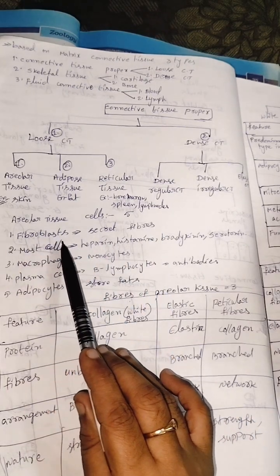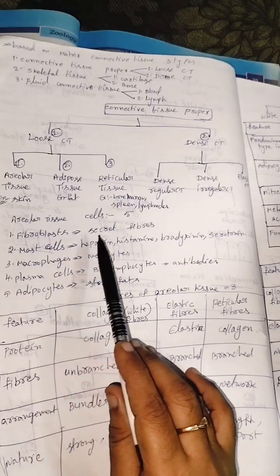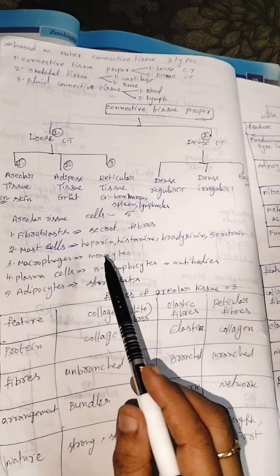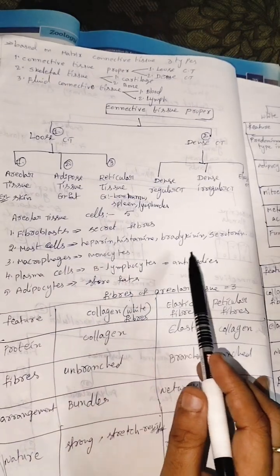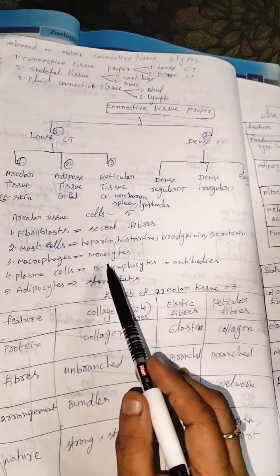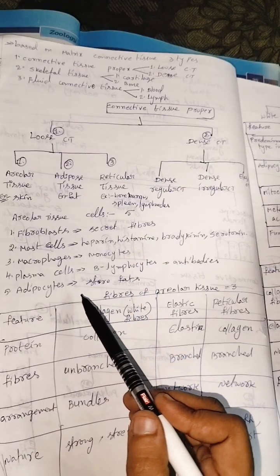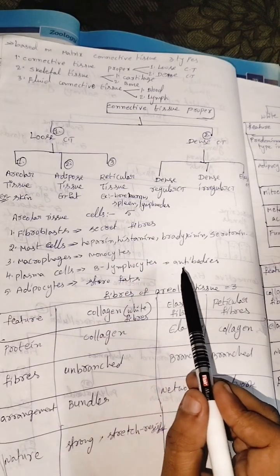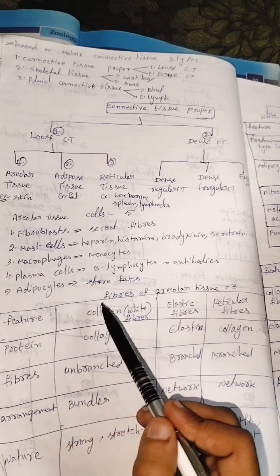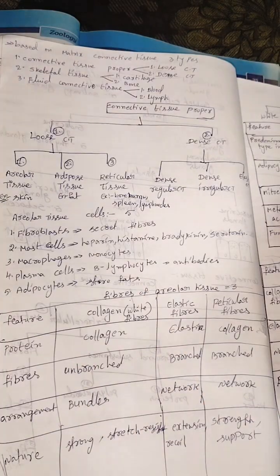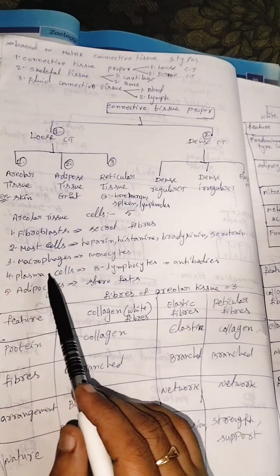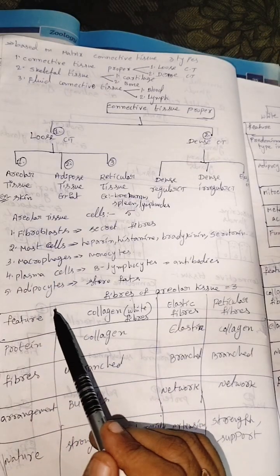First one, fibroblasts. Fibroblasts secrete fibers. Next, mast cells. Mast cells secrete heparin, histamine, bradykinin, serotonin. Next, macrophages, which come from monocytes. Plasma cells come from B lymphocytes and produce antibodies. Next, adipocytes, which store fats. So areolar tissue cells are of five types: fibroblasts, mast cells, macrophages, plasma cells, adipocytes.